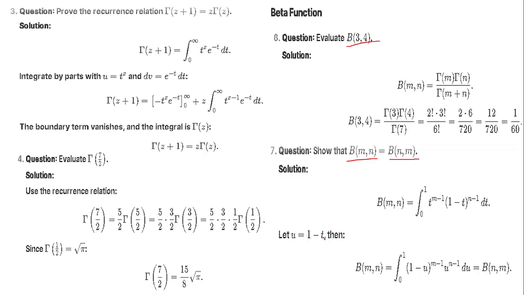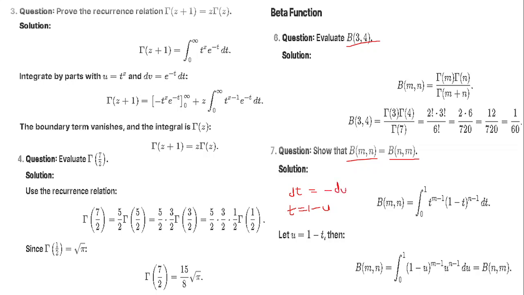From here you can make t the subject. If u is equal to 1 minus t, then what will be t? t will be 1 minus u. Now we're looking for dt. What will be dt? dt will be minus du, right?